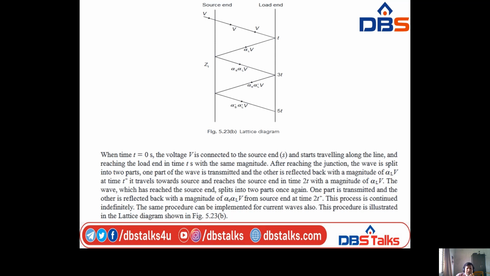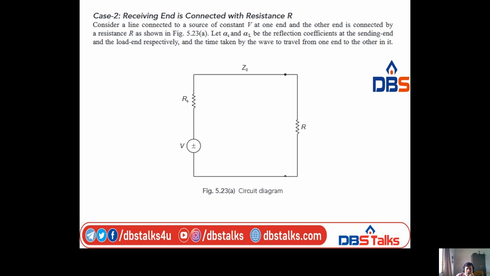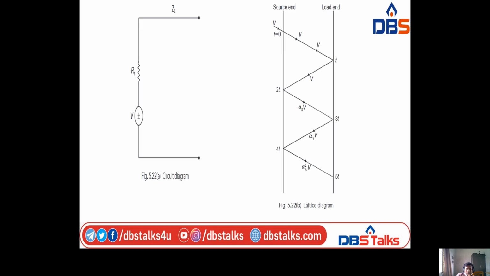So this is about the lattice diagram. For the open circuited line, there is no problem: V, alpha S, alpha S square. There is no alpha L included. Why? Because it is open circuited. Only alpha S will be coming.